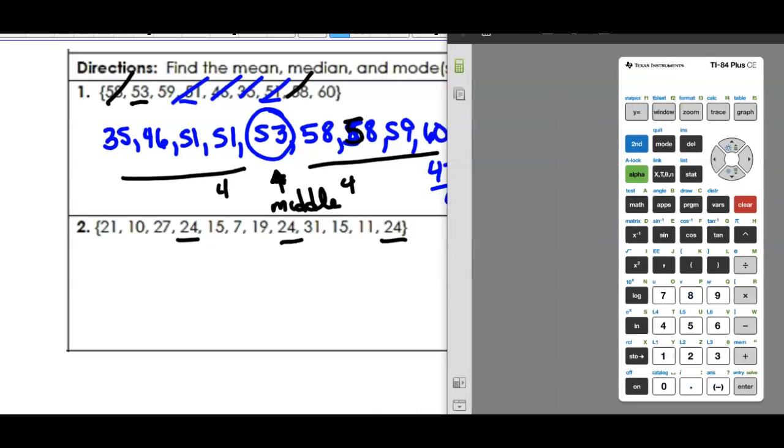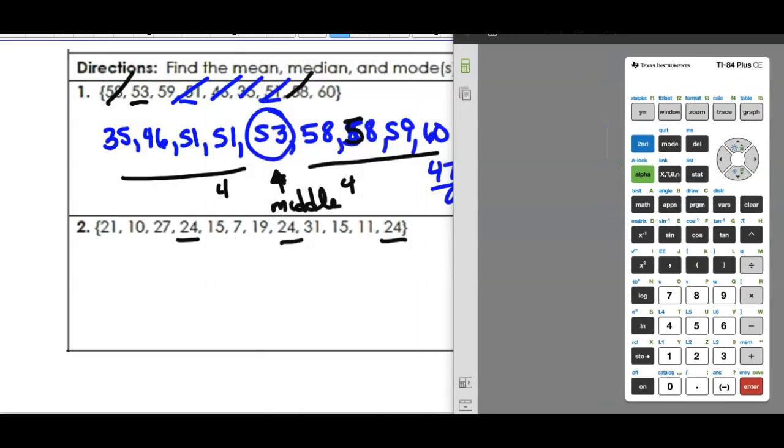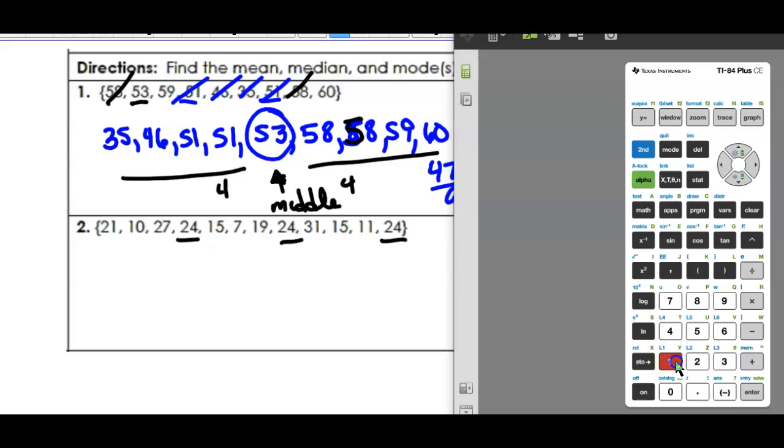I am going to put in, so I go stat, enter, and then I have my list like this, and I'm going to type those data points in: 21, enter, 10, 27, 24, 15, whoops, I messed up already. 7, 19, 24, 31, 15, 11, and 24. Let's see if I have them right.